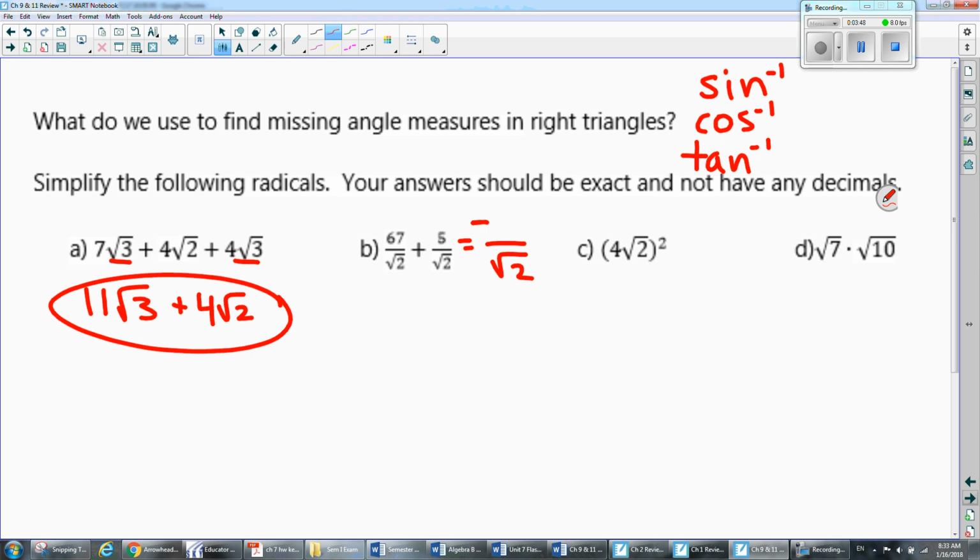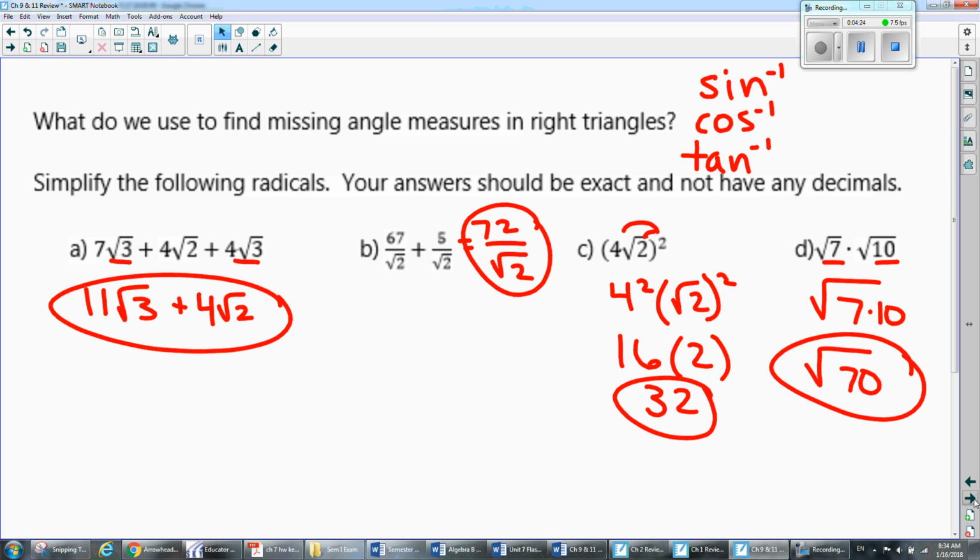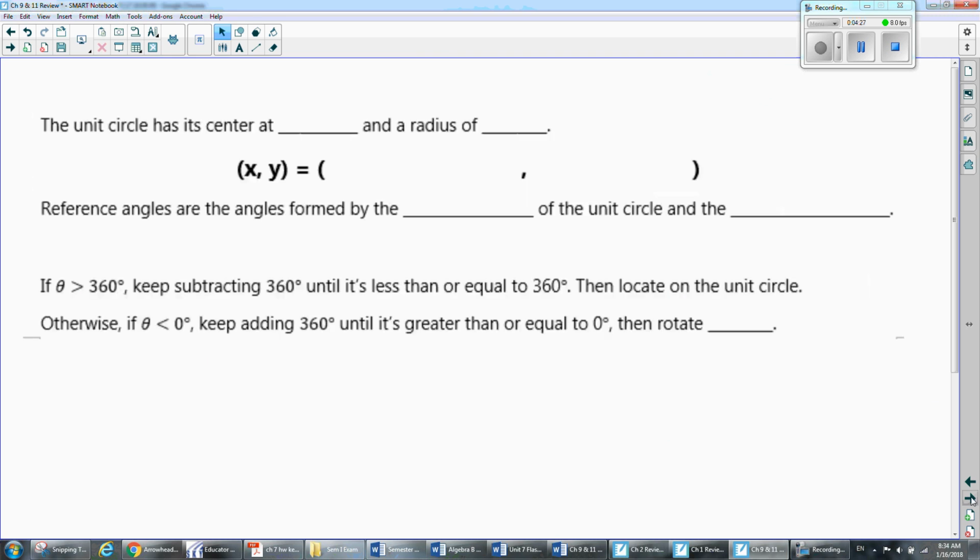67 plus 5 is 72. Then if I take 4 root 2 and square it, I'm squaring the 4 and the square root of 2. So I have 4 squared and then root 2 squared. This is 16. Remember, if I take the square root of something and then square it, they really cancel. This is just a 2. So the final answer here would be 32. And if they're both being multiplied together, I can put them under the same radical. So this would be the square root of 70. No decimals, those are exact.